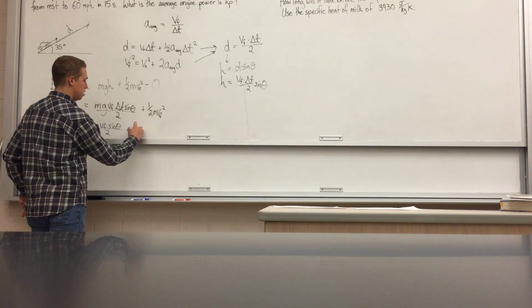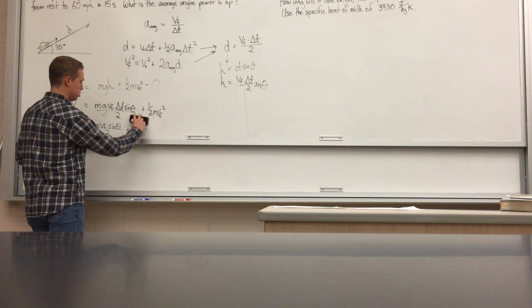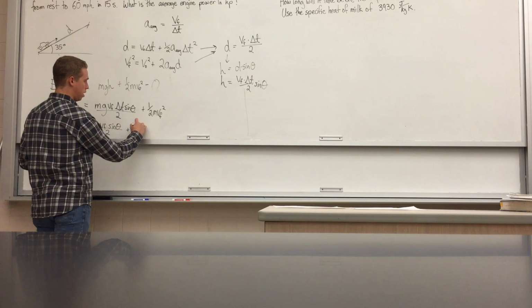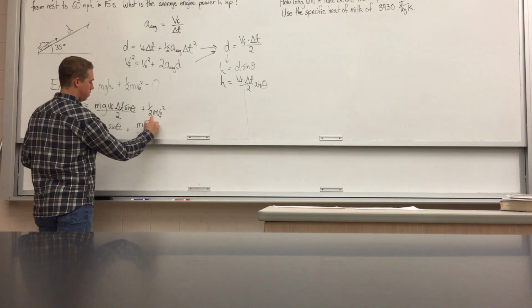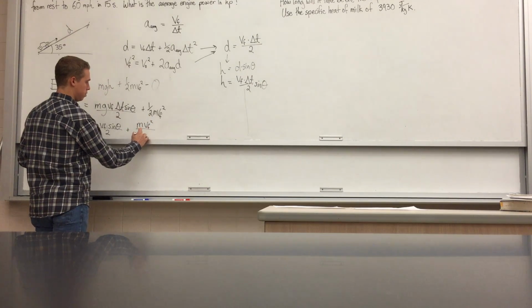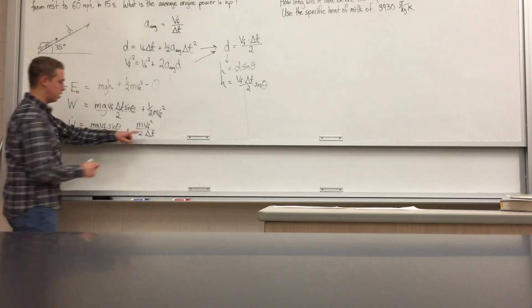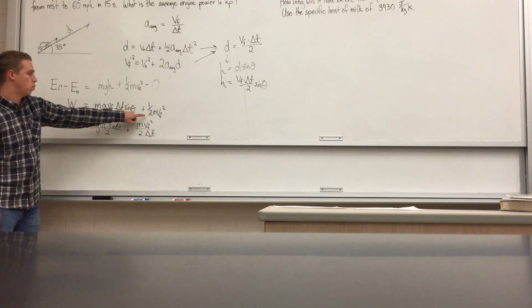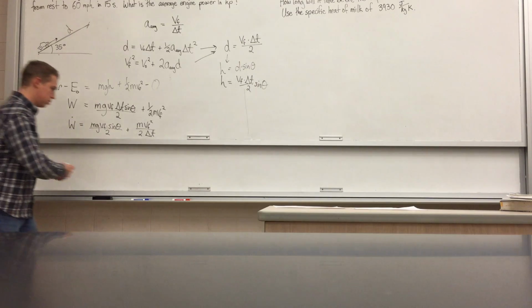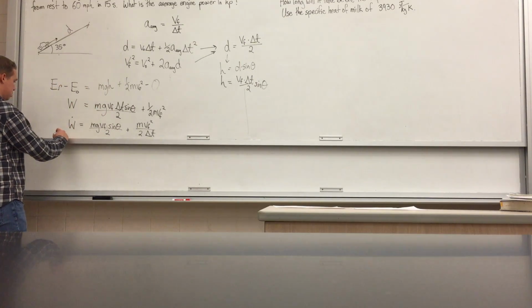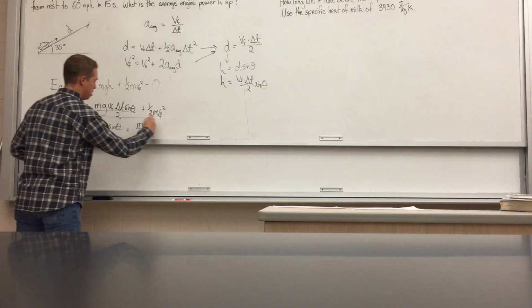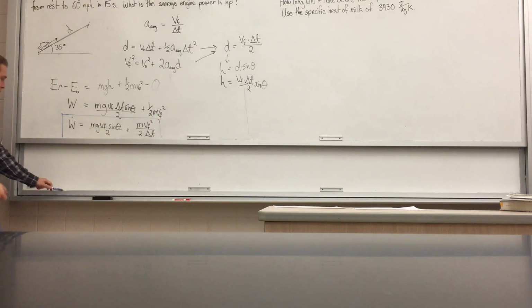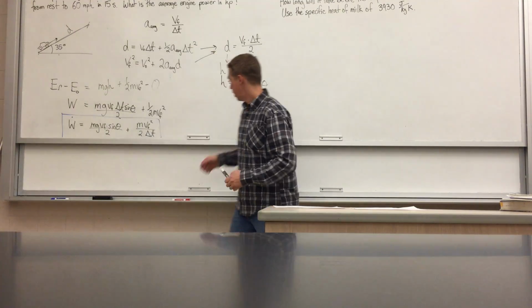And then over here, I have a 1/2, I'll do this over 2 as well actually. We have m v final squared over 2, and here's the delta t. It shows up in that term because there wasn't one already. So here is the formula for solving the answer.